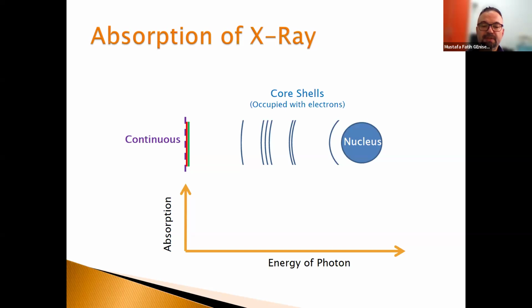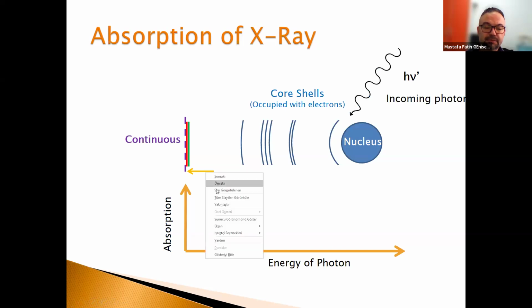Core shells are occupied with electrons, and here is the graph. When we send a photon with a specific energy, the scale here represents the energy of the photon. As you see, there are no electrons here which can go from here, so it is mainly not absorbed by our sample.